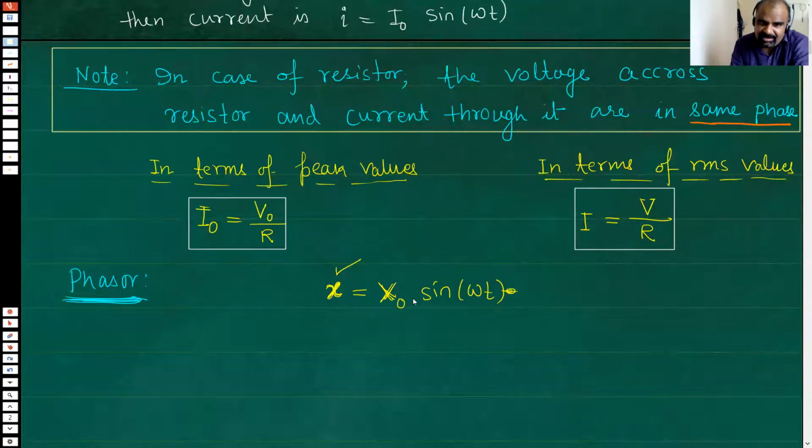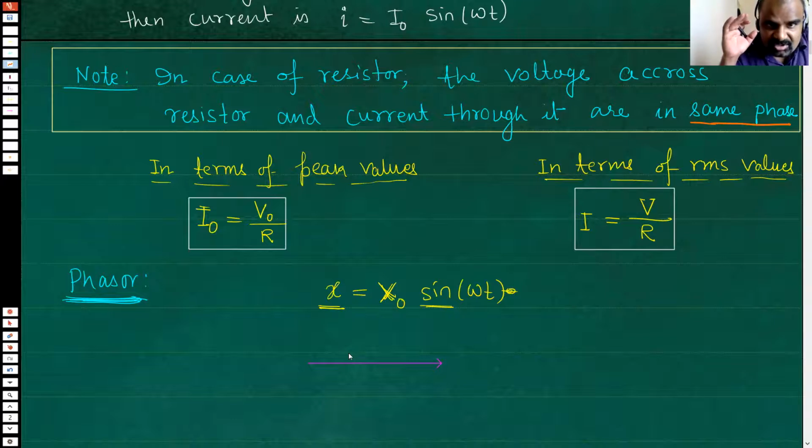Now the point here is that whenever you get a sinusoidal relation, you can represent this number with an arrow, just like a vector. So we can draw an arrow, and then we can say that this arrow represents this quantity. This concept of phasor is very new for you, but you have to understand it because we will use this concept of phasor extensively in this chapter.